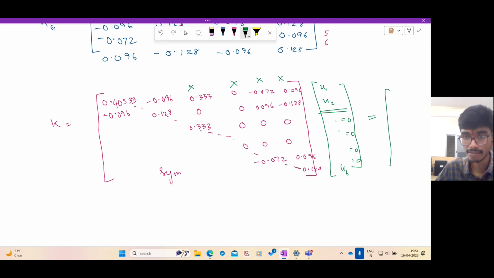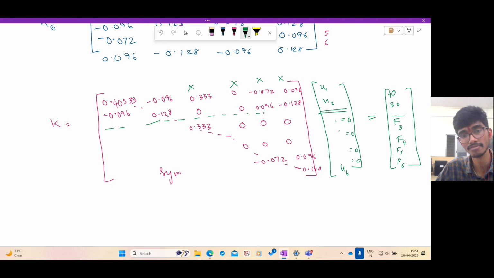And right hand side, what do you have? Here you have unknown forces, F3, F4, F5, F6. They're all unknown forces. We don't know the forces because there's a reaction, right? There's a support. We don't know the forces, but we know these forces are how much? The horizontal force is 40, the vertical force is 30. So you don't consider the other equations because the right hand side is unknown. So you can use these equations to solve for the forces once you know U1 and U2. So first step is to solve for U1 and U2.